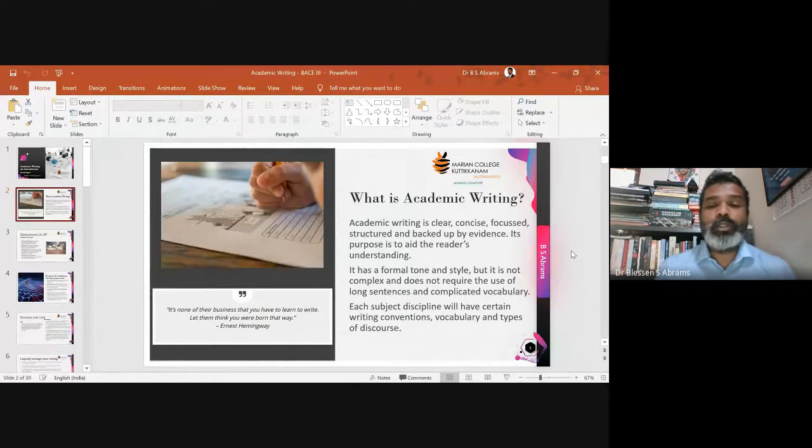It depends upon the subject, it depends upon the discipline, that you frame your writing conventions and add your vocabulary on the basis of your discipline, not someone else's. But the structure and format is designed by the Modern Language Association for the arts and humanities students. For the science students, it is the American Psychological Association.